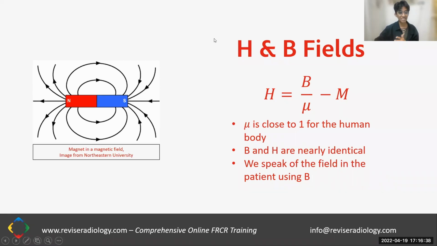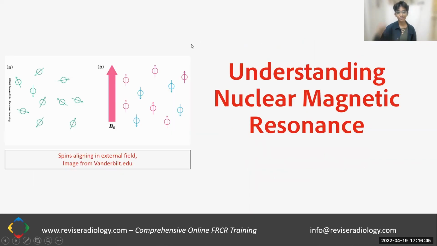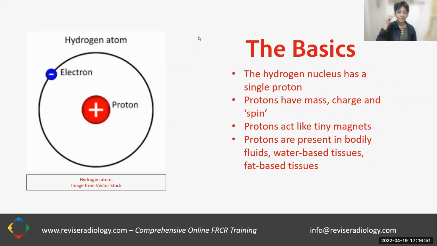So that's the first little piece of vocabulary that we're adding to our dictionary so that we can discuss these concepts. Now let's move on to understanding nuclear magnetic resonance. So what is the basic thing of nuclear magnetic resonance? Nuclear magnetic resonance is a dance that is happening because of this magnetic field, and the dancers in the dance are the protons. So let's touch on what a proton is quickly.